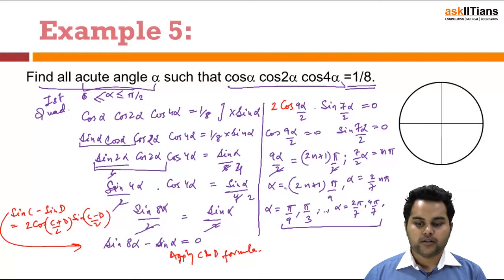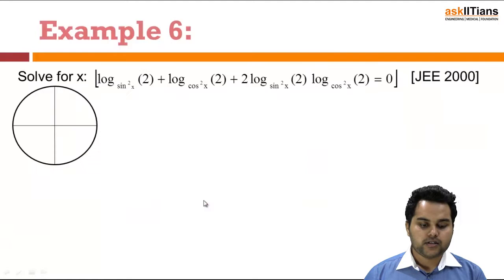Moving on to the next part. The next part says: log base sin square x of 2 plus log base cos square x of 2 plus 2 log base sin square x of 2 into log base cos square x of 2 is equal to 0. This was in JEE 2000. So we'll see how we can solve this. It needs some basic logarithm properties to be applied.